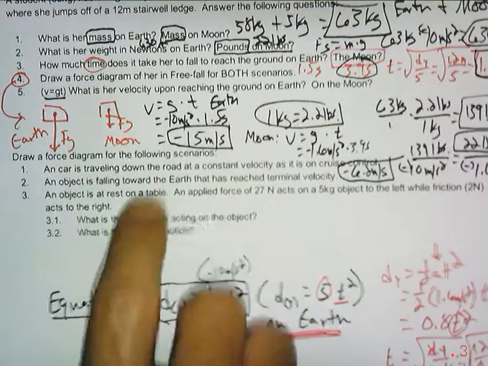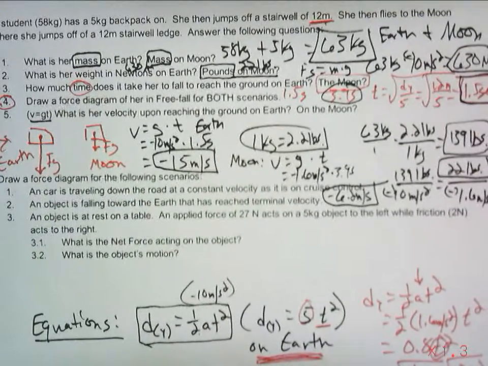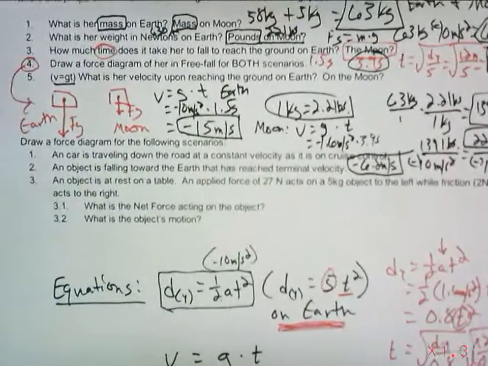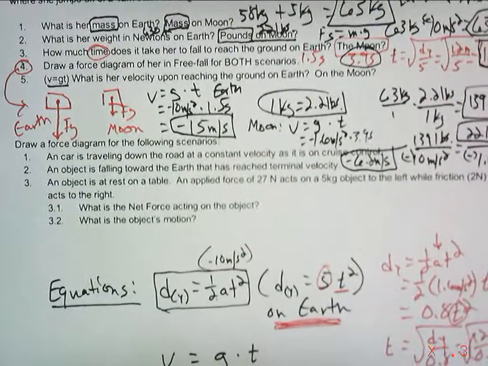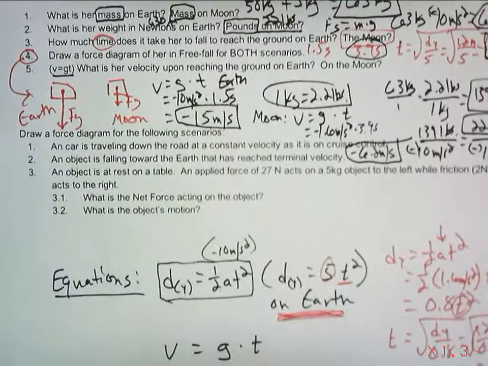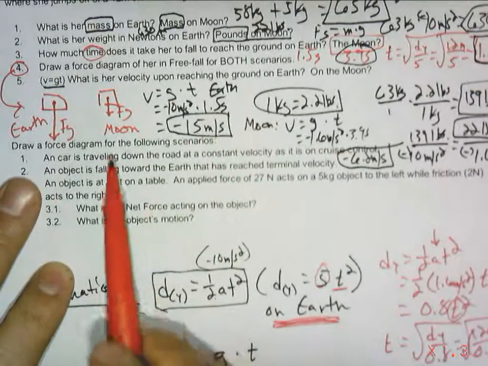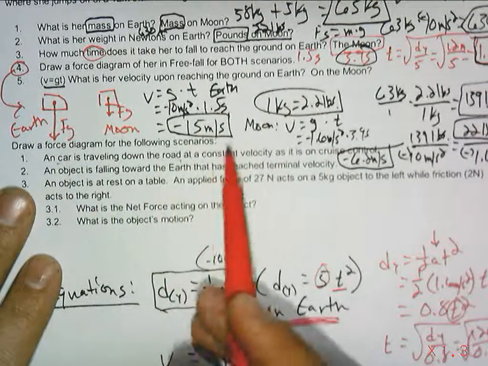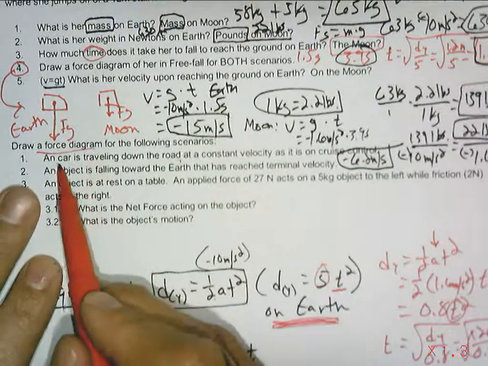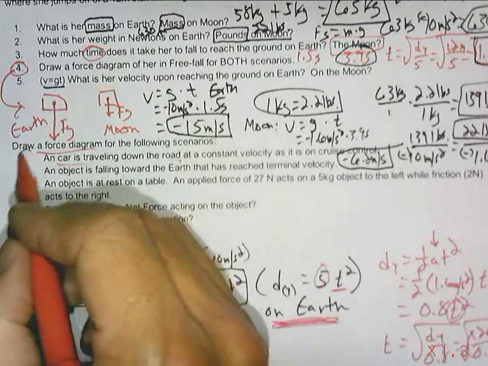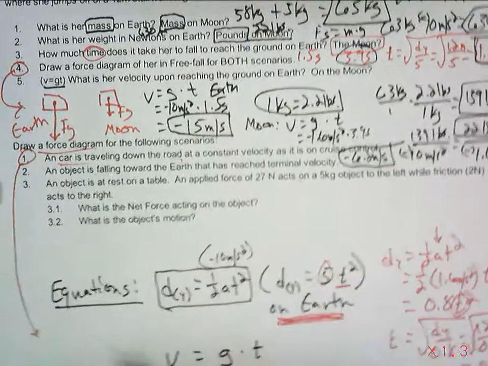Last but not least, we're going to do these. Notice we're already doing a lot of math, and we're just putting together some more complex solving here. So I'm going to do 1, 2, and 3 here. I'll do these in red just for the sake of switching colors. So a car is traveling down the road. You're drawing a force diagram here at a constant velocity on cruise control. So I'll go ahead and draw this and label it down here.